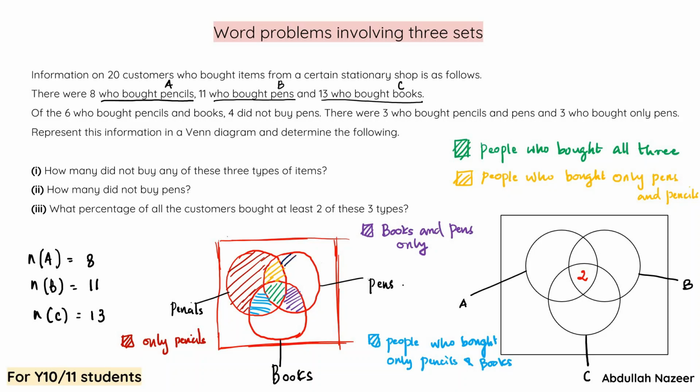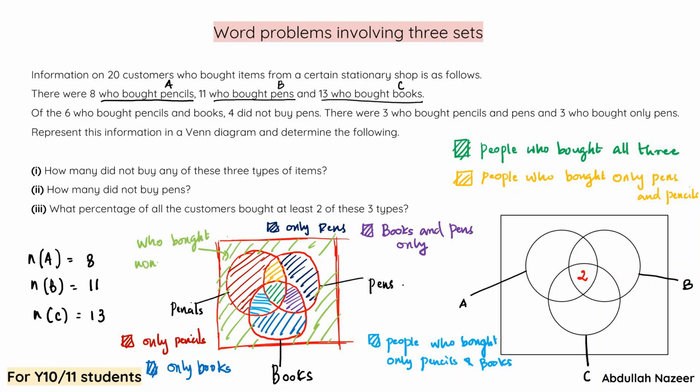And likewise, if we go to this corner, this is only pens, right? And then this one is only books, the slightly darker blue. And the outside region talks about people who did not purchase any of these. So the outside region over here, a very lighter green, talks about people who bought none of those, as in they might have bought something else, but not pen, pencil or books.